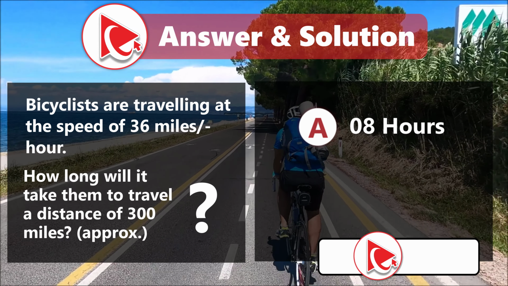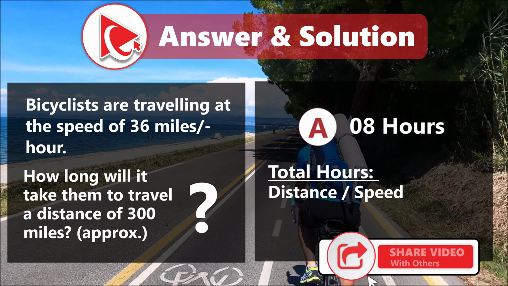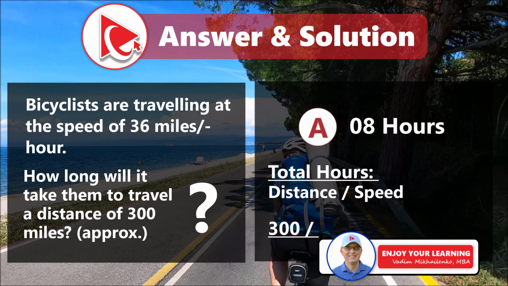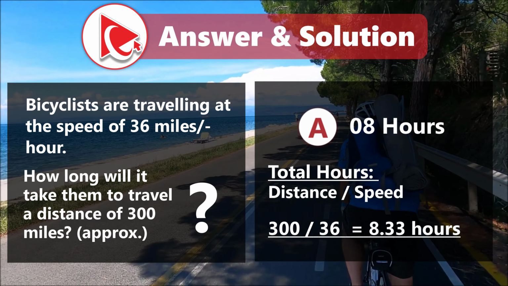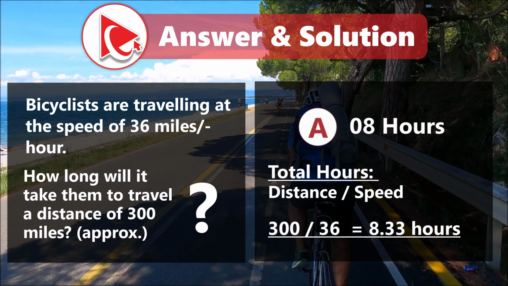And here's why. To calculate the number of hours, we need to divide distance by speed. And 300 divided by 36 equals 8.33 hours, approximately 8 hours. That's why I got the answer A, 8 hours.